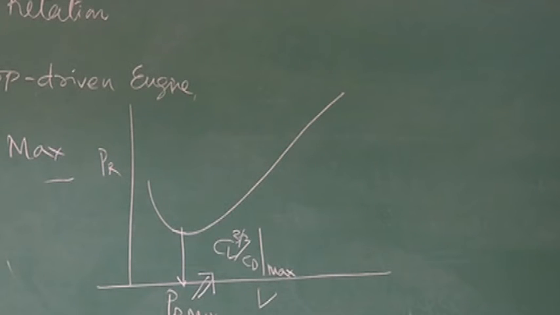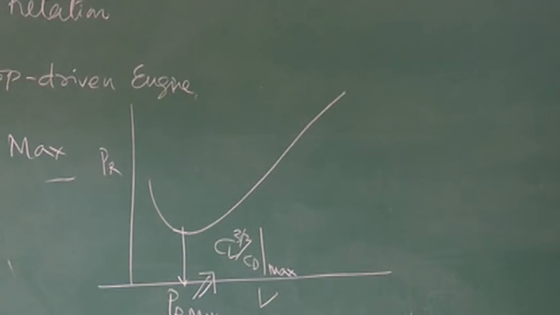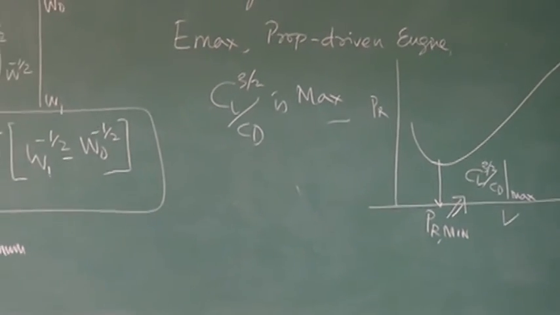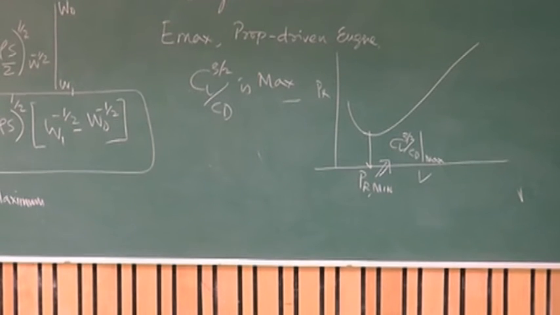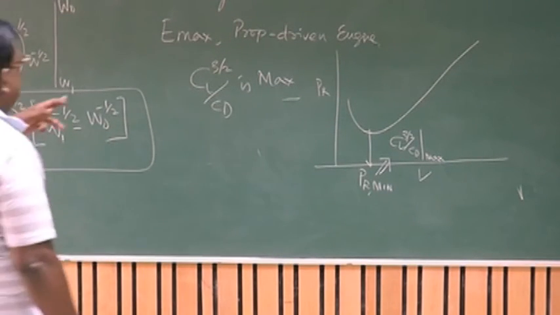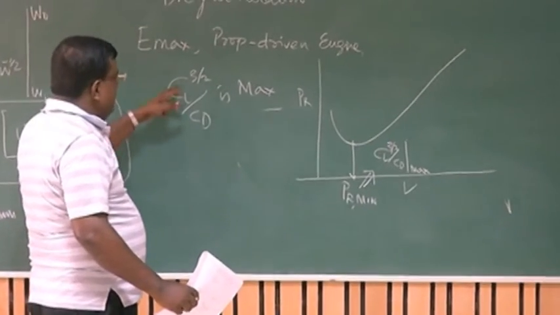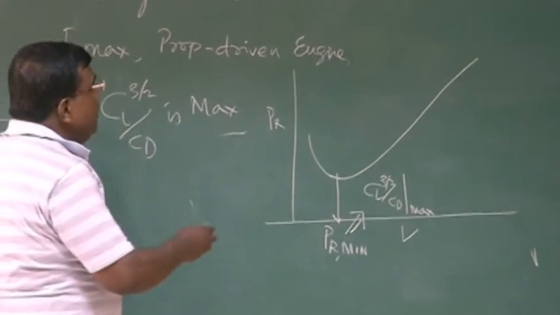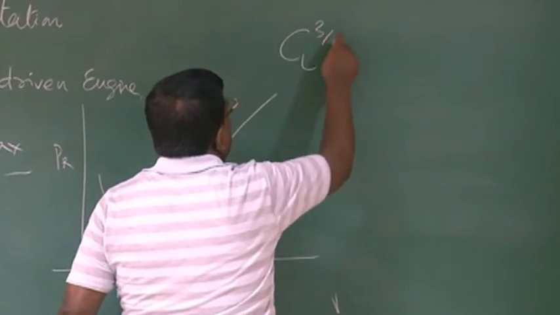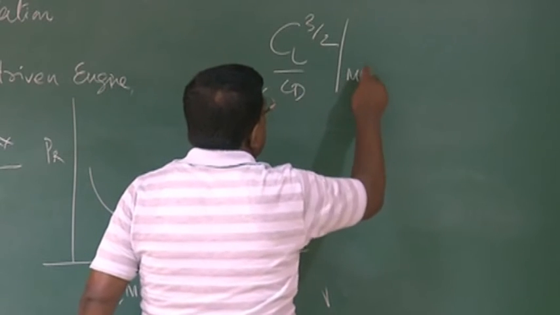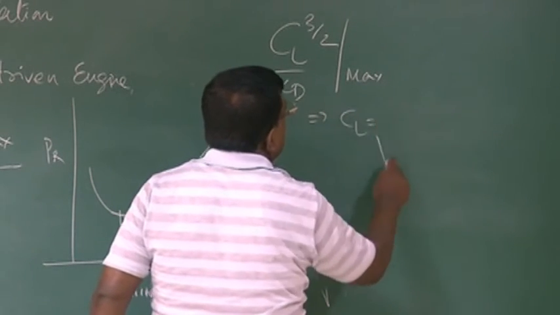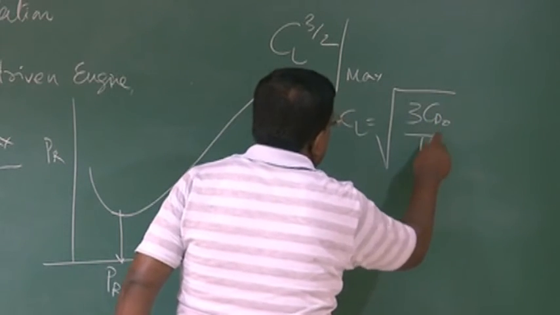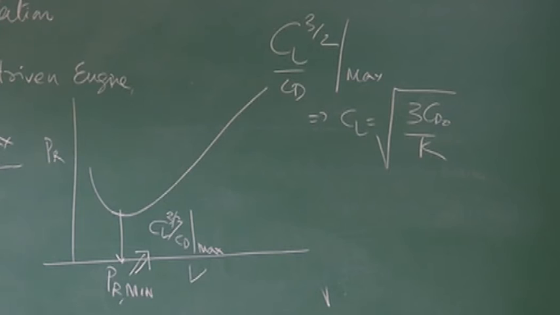Right? So what is the understanding? If I want to fly a propeller driven IC engine aircraft and want larger time in air, or maximum endurance, I should fly such that CL^(3/2)/CD is maximum. In turn, it means you are flying at CL equal to the square root of 3 CD0 by K. So for a pilot, he will now be flying at a CL which is a fixed number, which depends upon the CD0 value and K of the airplane.